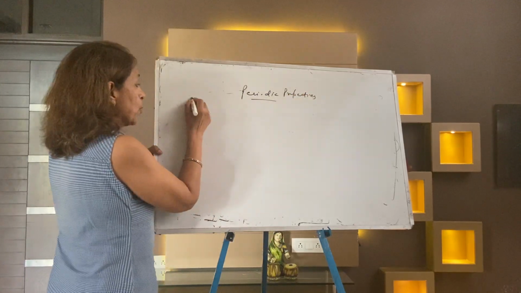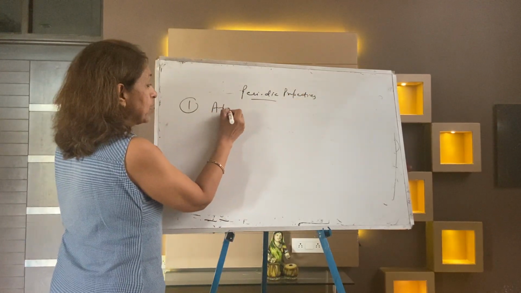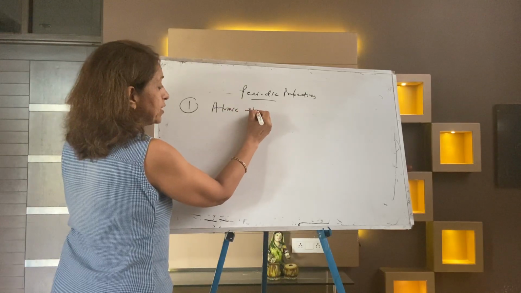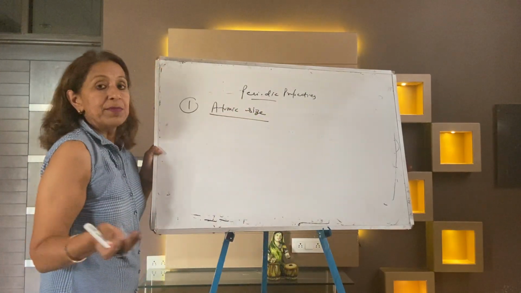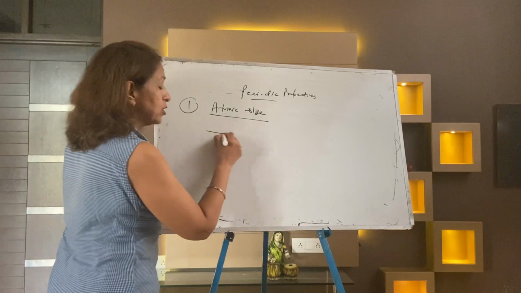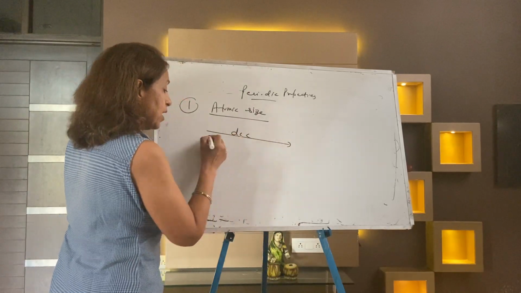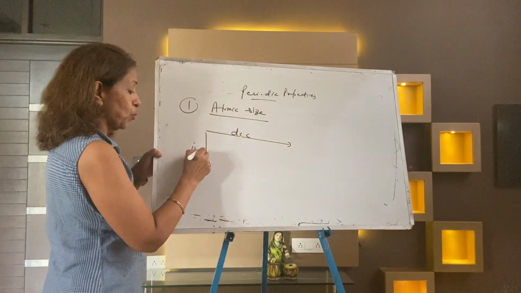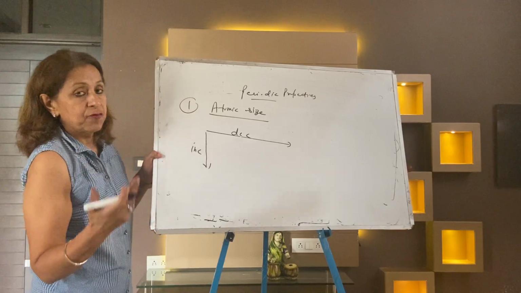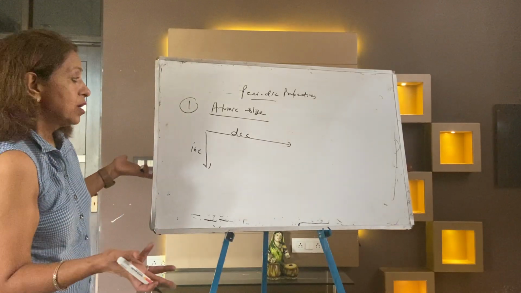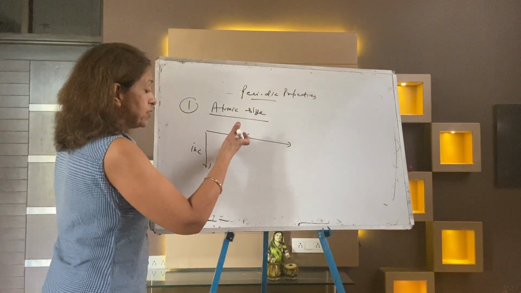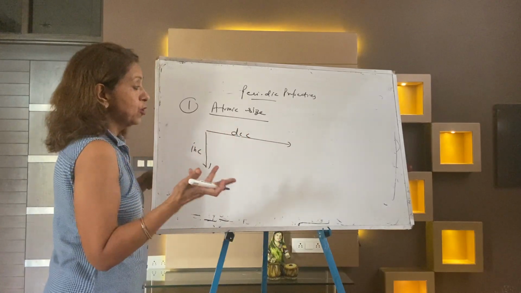The first periodic property I am taking is atomic radius, atomic size. So I am giving you 3-4 points. You know, size decreases in a period and size increases in a group always. But there are few exceptions. To write down, exceptions are decreases in a period and increases in a group.